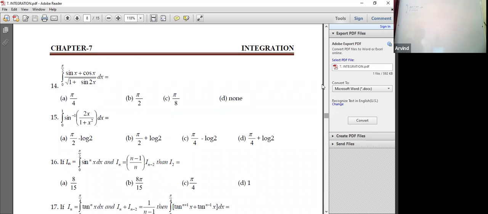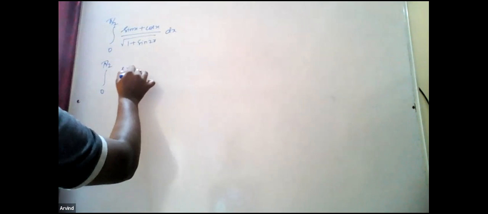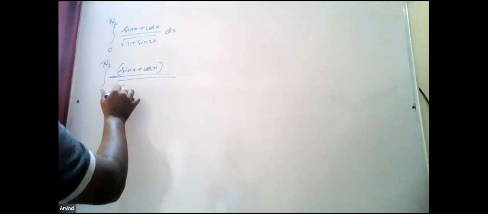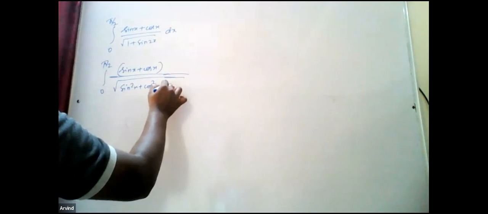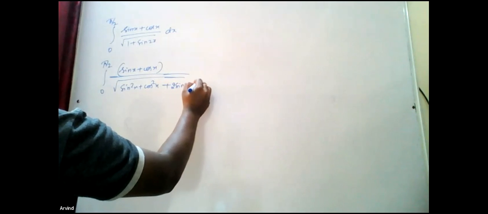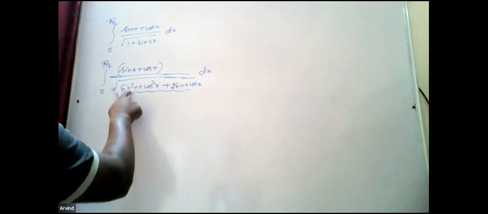So just observe. Actually, the denominator is a formula. 0 to pi by 2, sin x plus cos x, root of, this 1 I can write as sin square x plus cos square x, because sin square x plus cos square x is 1, and sin 2x can be written as 2 sin x cos x. Now this is looking like the formula a square plus b square plus 2ab.